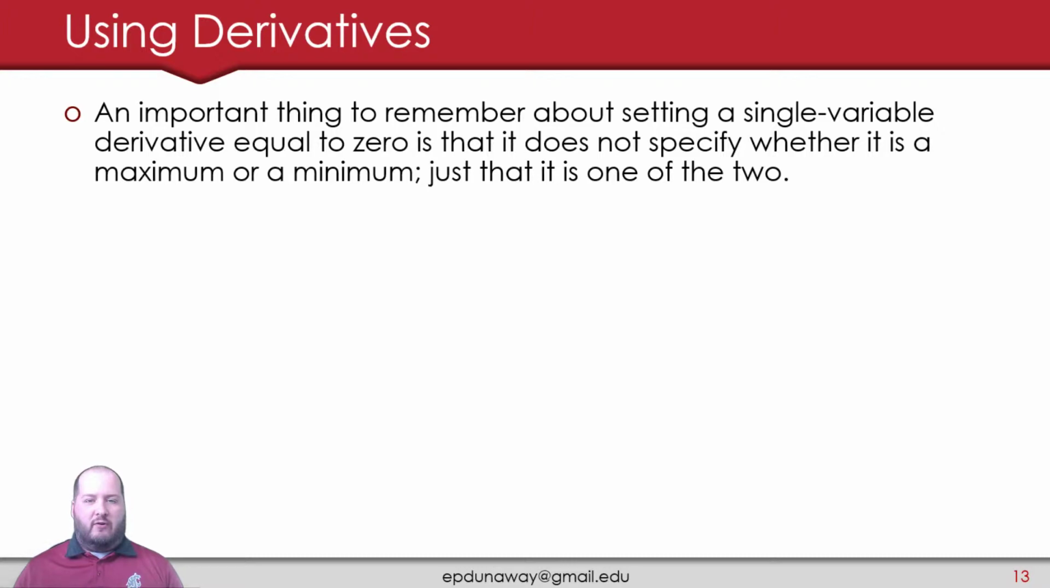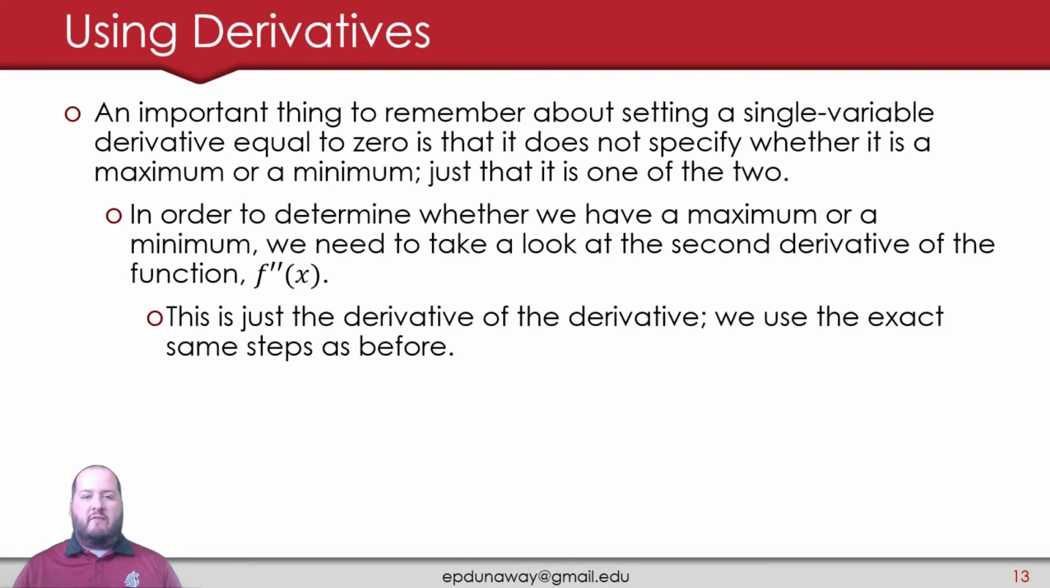The catch, though, is that when you set a single variable derivative equal to 0, it's not actually going to tell you whether you have a maximum or a minimum, just that it's one of them. And in fact, it can't tell the difference between a maximum or a minimum. So in order to figure out which of those we have, we have to take a look at the second derivative function, which we would call f double prime of x. And all that is, is the derivative of the derivative. And we're going to use the exact same steps to calculate it as before. And we're going to get into how we calculate those in the next video. So don't worry about how we actually calculate these.